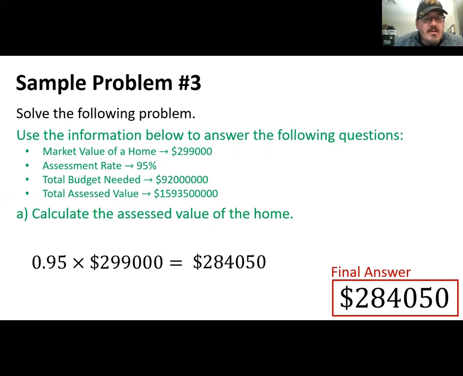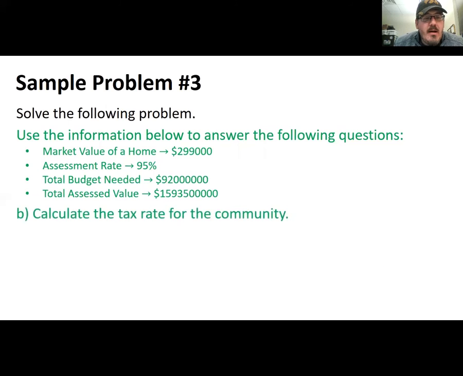All right, now let's go to the next step. Let's figure out what the tax rate is for the community. Again, this is a repeat of the problem we just did a couple of slides ago, and that is taking the total budget for the community, so what they need to generate in terms of revenue to run the town, and we're going to divide that by the total assessed value of all the property in the community.